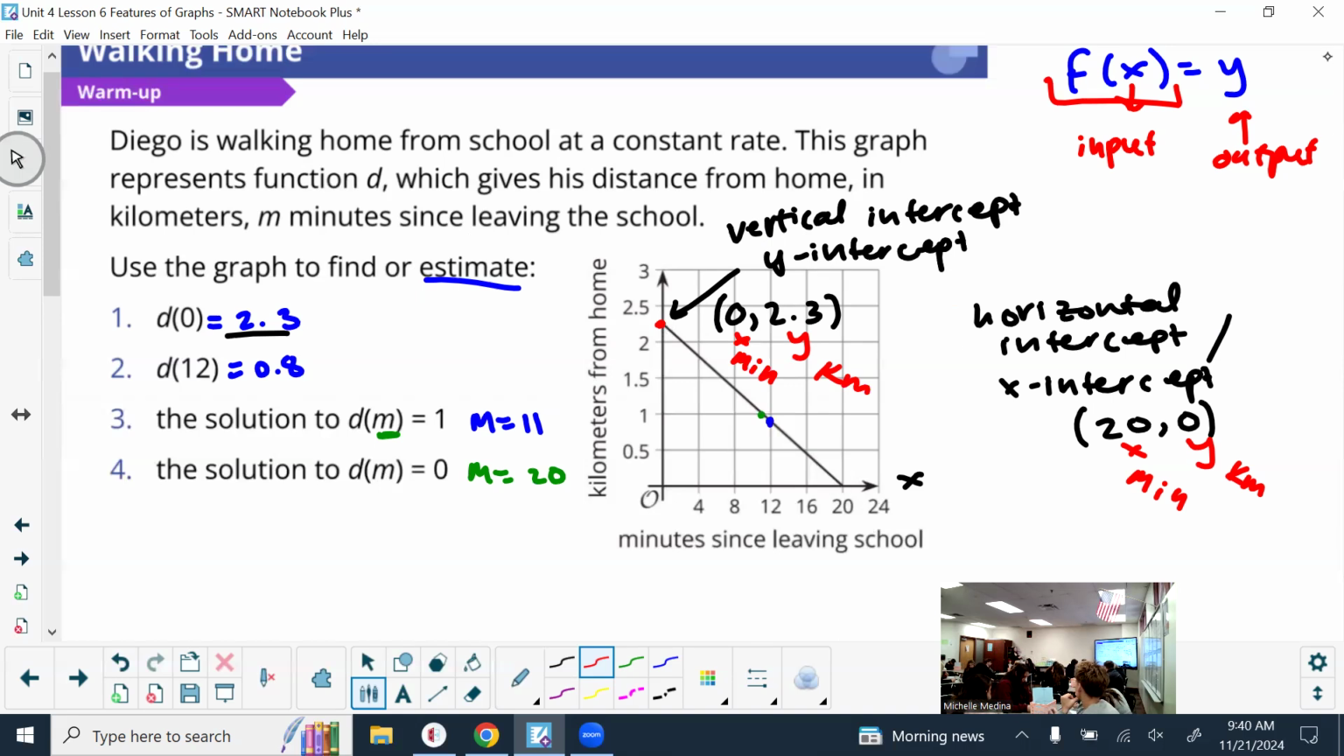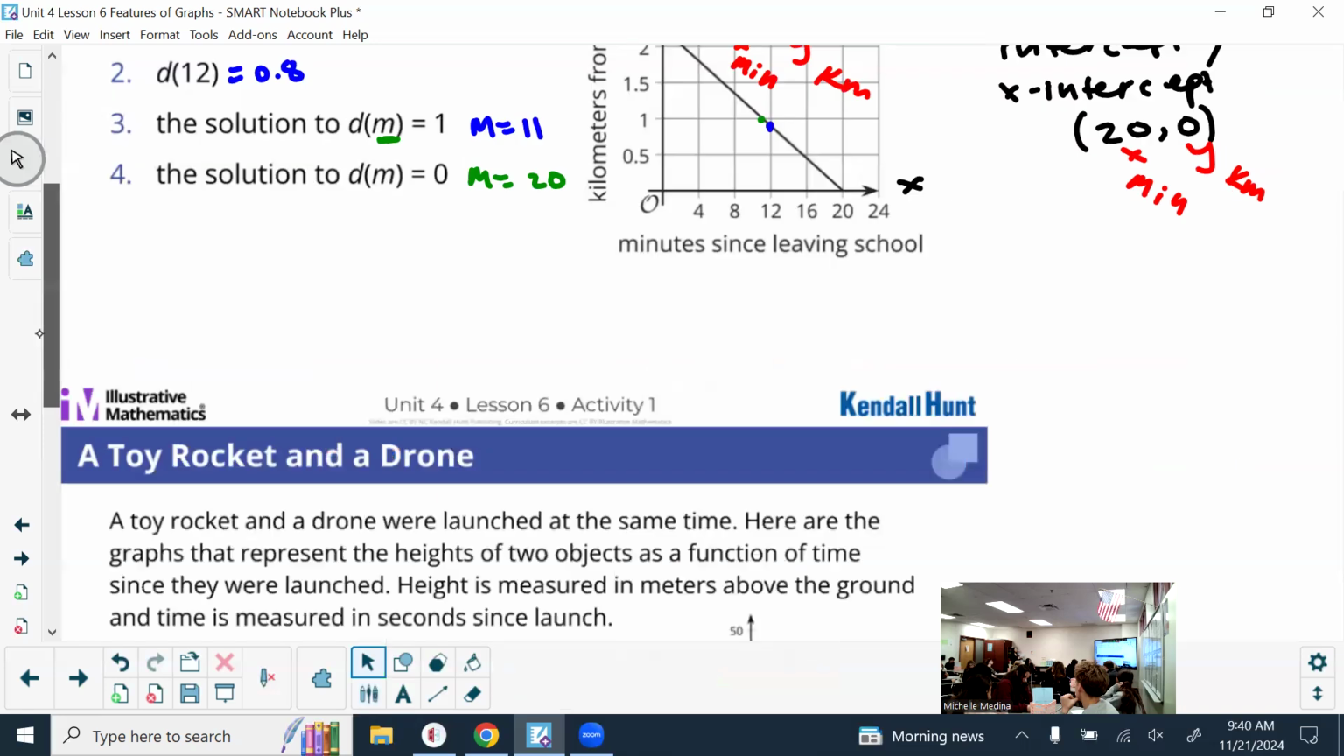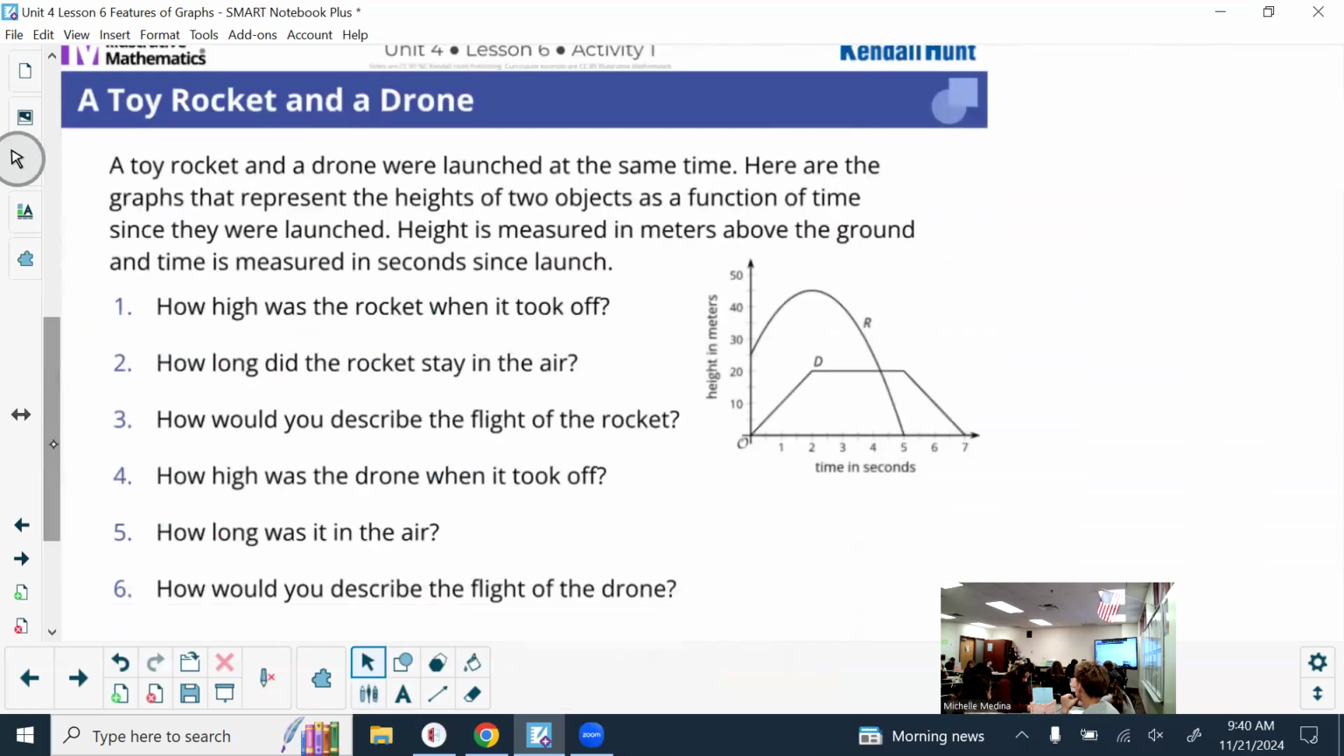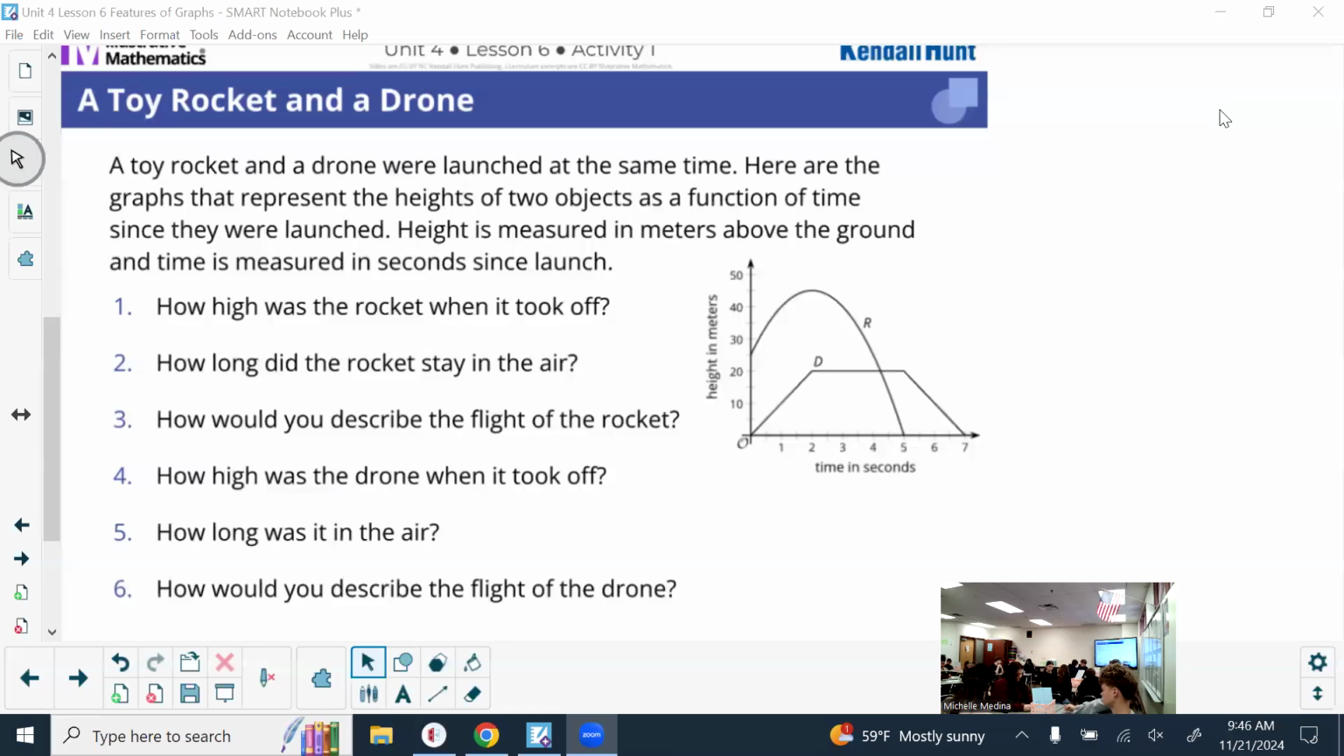All right, but now you have this situation, which I already read to you, so reread it by all means. You're going to answer all of these questions and then also be able to tell me what feature of the graph that is. All right, give you about 4 to 5 minutes when we start calling. So table 8, how high was the rocket when it took off?